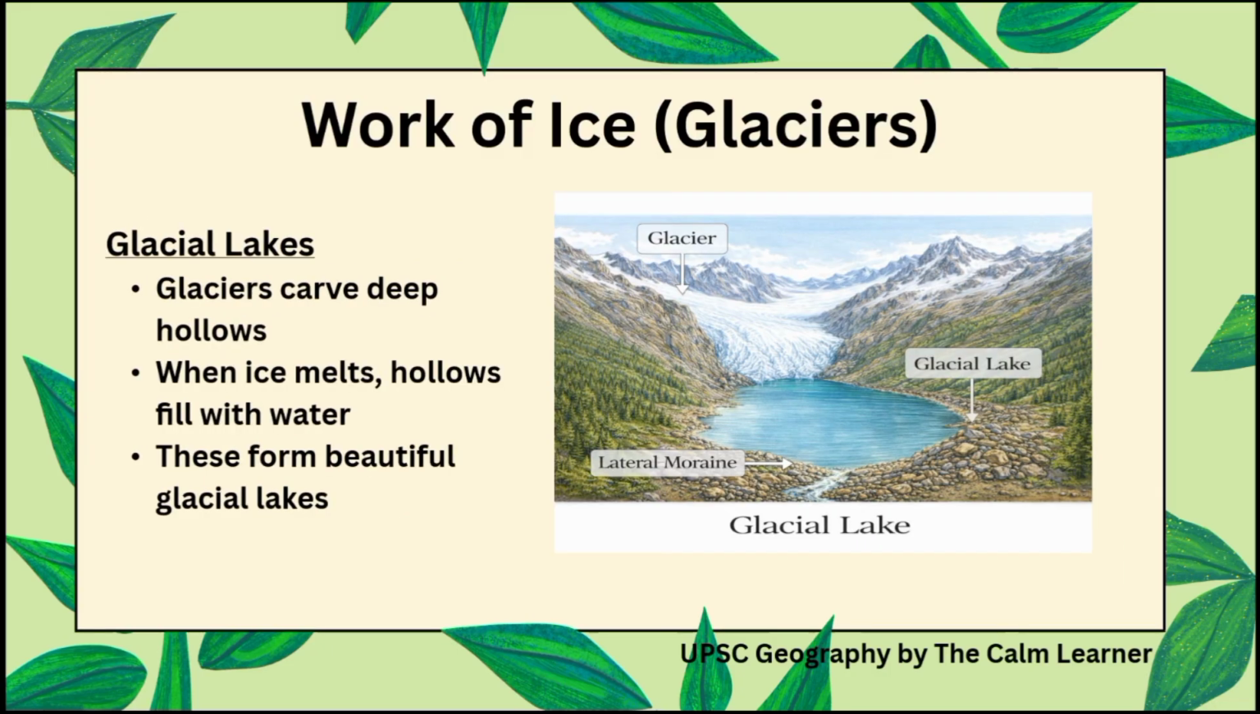Now, let us look at another beautiful landform created by glaciers known as glacial lakes. As glaciers move, they carve out deep hollows in mountain valleys due to their strong erosional power. When the climate becomes warmer and the ice starts melting, these hollows get filled with water. As a result, beautiful lakes are formed in the mountains, which are called glacial lakes.